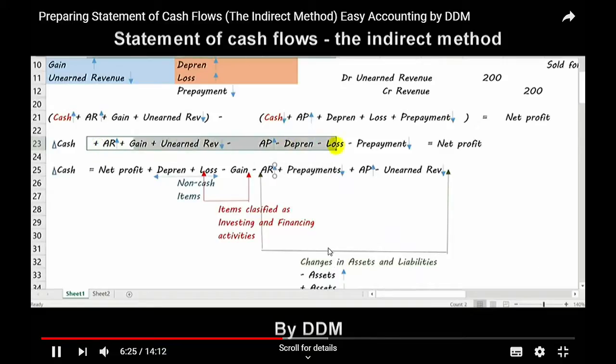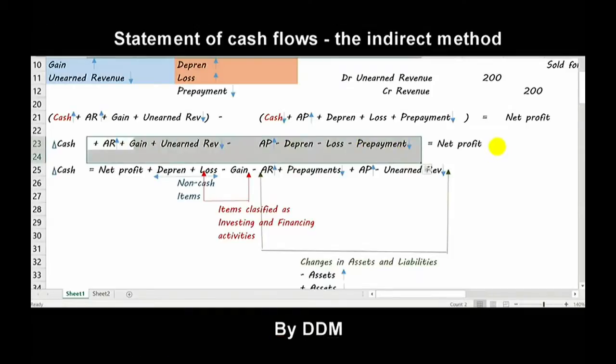Shift these items to this side, to the net profit side. Then we get the changes in cash equal to net profit plus prepayment plus loss plus depreciation plus the increase in accounts payable minus the decrease in unearned revenue and minus the increase in accounts receivable. So now we establish the relationship between net profit and changes in cash.